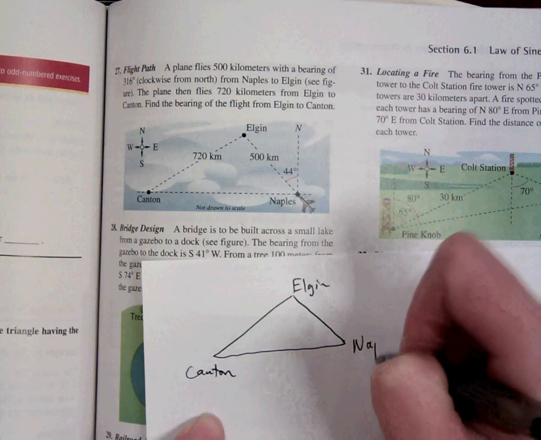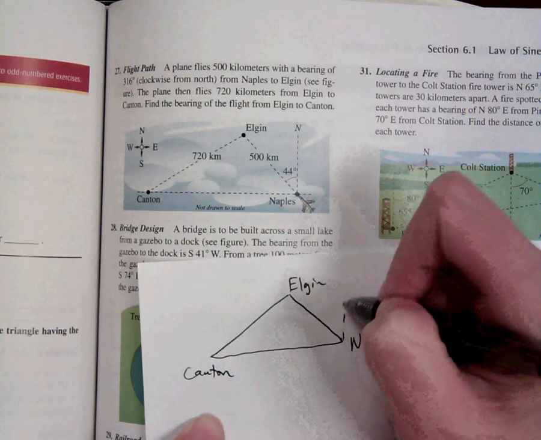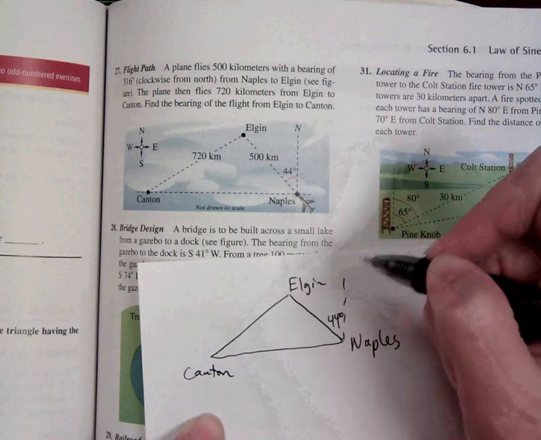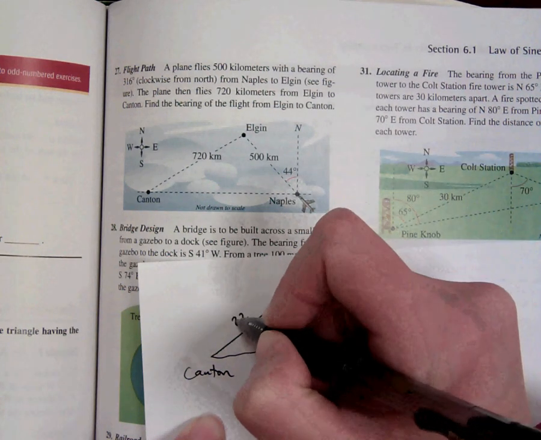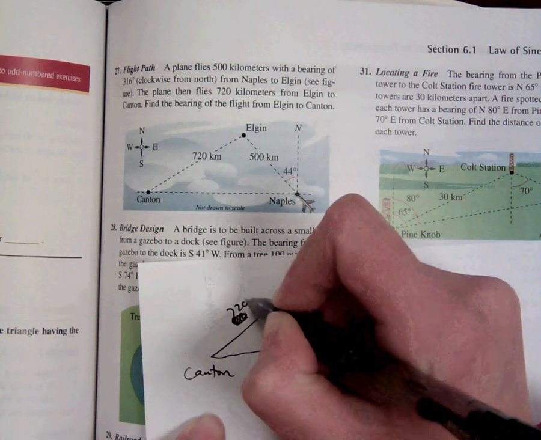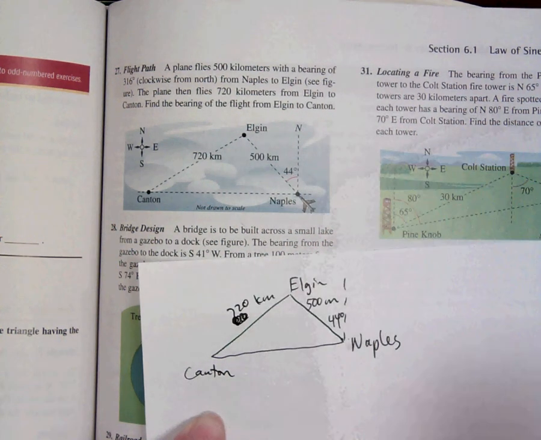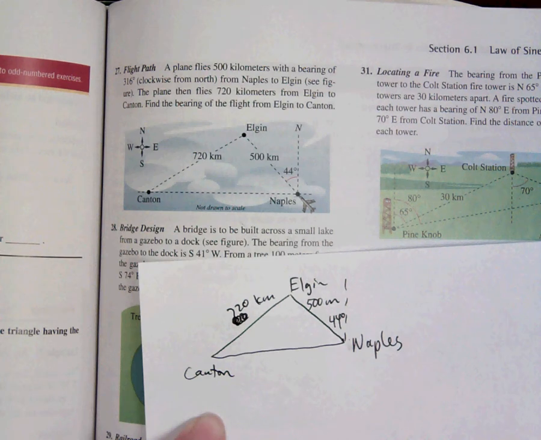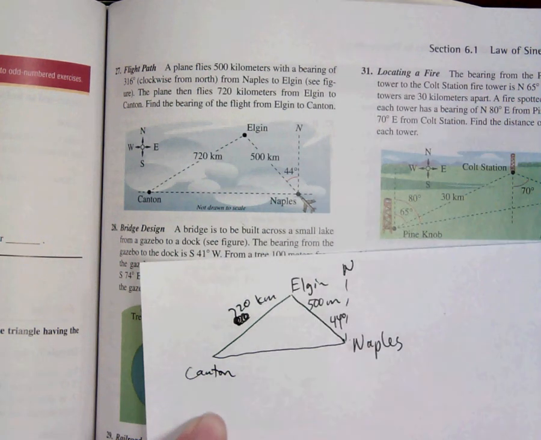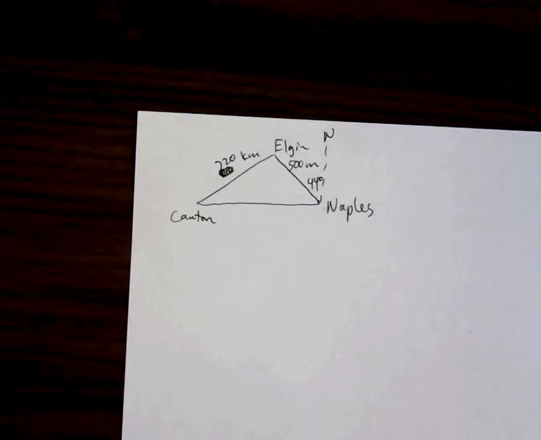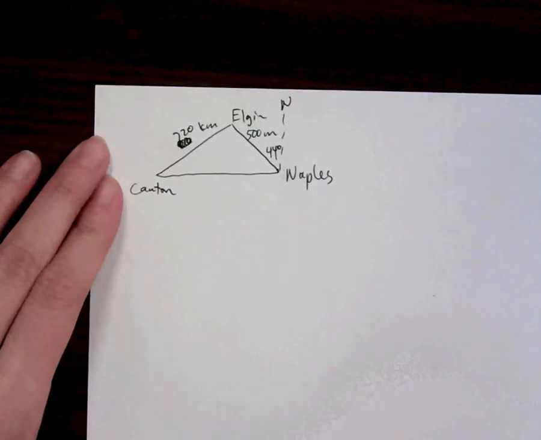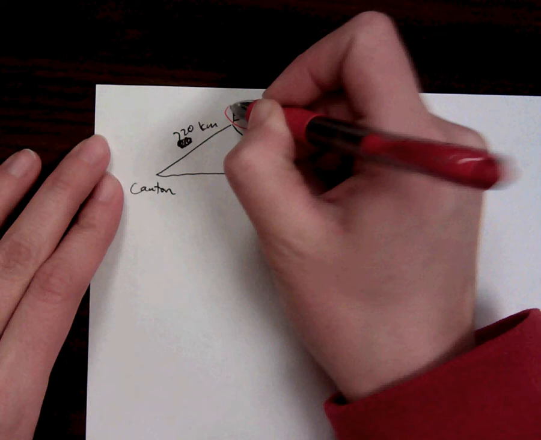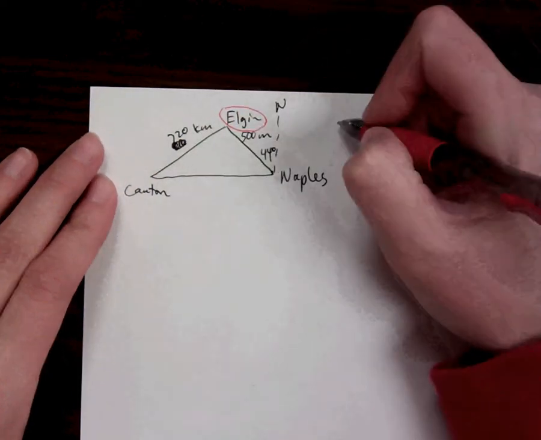Okay, we're trying to find the bearing up here at Elgin. Oops, it doesn't look like 720. 720. Okay, I think I got everything from the picture. Okay, let's see what we can do with that. So, again, keep in mind, we're trying to find a bearing up in here from Elgin to Canton. Okay, I'll write that over here.